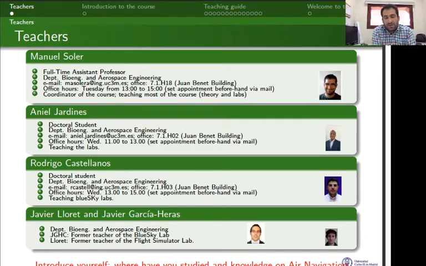And then I annotate here also Javier Lloret and Javier García Eras. They are not going to be teaching any lecture this year, but they were somehow involved in the preparation of some of the labs. It took a lot of time, and you might also be hearing their voices because they recorded a couple of videos, and eventually they might assist us if needed. Good.